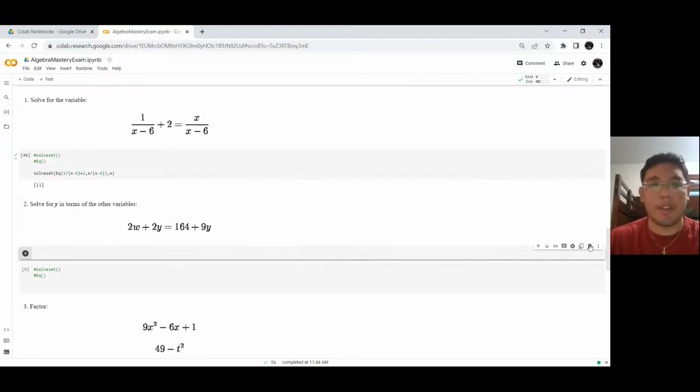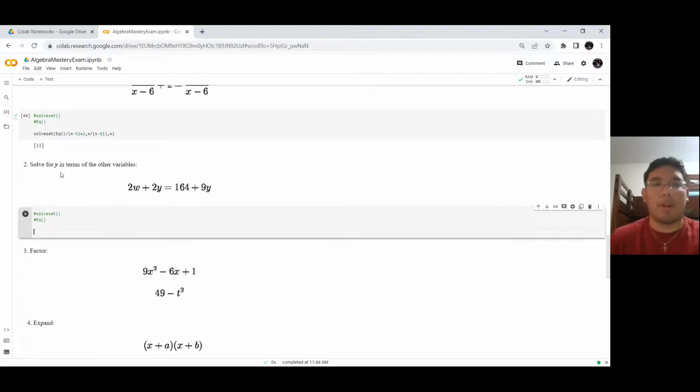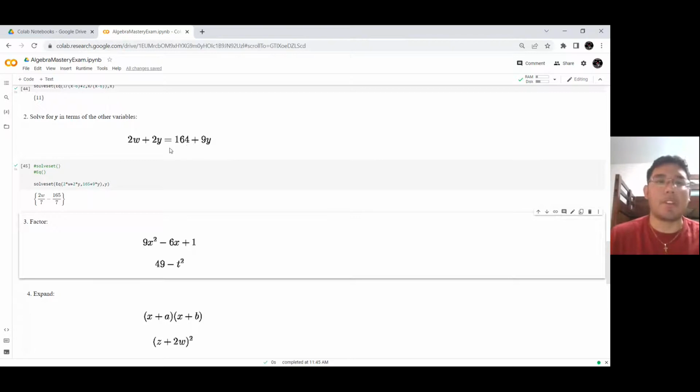Another thing we can do is solve for variables in terms of other variables, which is what we're going to be using for problem 2. And notice that it's the exact same commands. We use solve set, and then inside it's an equality, because the expression that they gave us is an equality. 2 times w plus 2 times y, comma, 164 plus 9 times y, and then we're solving for y. And there we have it. If you try solving for y by hand, you should be getting this expression.